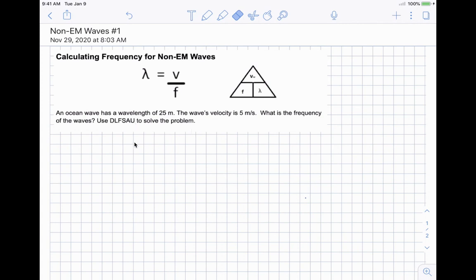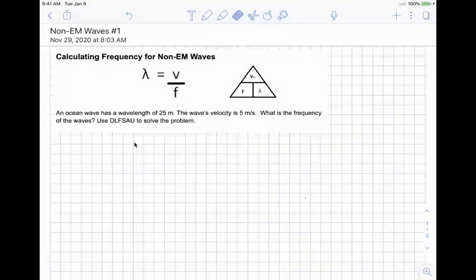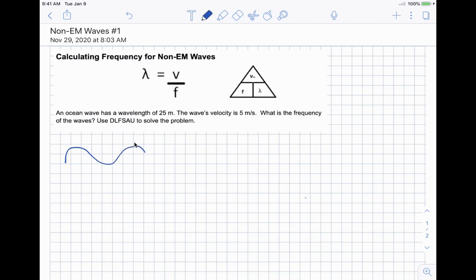So the first letter in the DLTHAU stands for draw. So we are going to draw our wave. Normally we label our wave or whatever our drawing is. And so our ocean wave has a wavelength of 25 meters, so we're going to label the wavelength. It's very difficult to label the velocity, but you could draw an arrow and say velocity is equal to 5 meters per second.